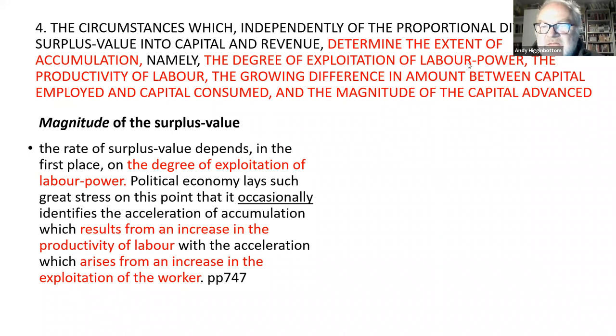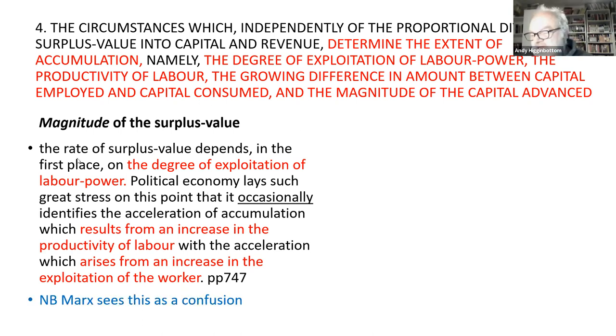So it's getting more concrete, in the sense that he's getting closer to the reality of capitalist accumulation. The first one is the degree of exploitation of labor power, then the productivity of labor, then the growing difference between capital which is employed and capital which is consumed, and I'll explain that in a minute, and also the magnitude of the capital advanced. This is a very big anticipation of what Marx is going to argue as he develops the overall analysis in volume three about the totality of capital.